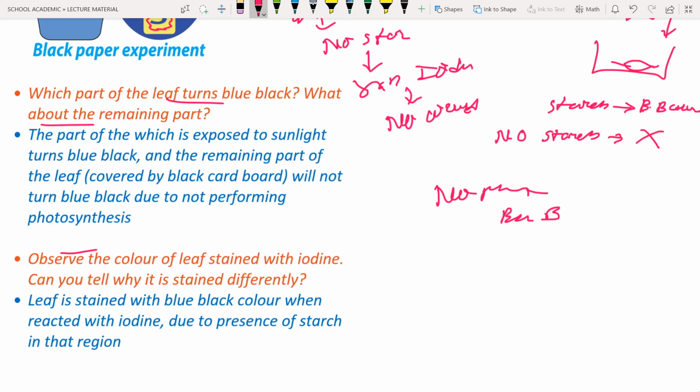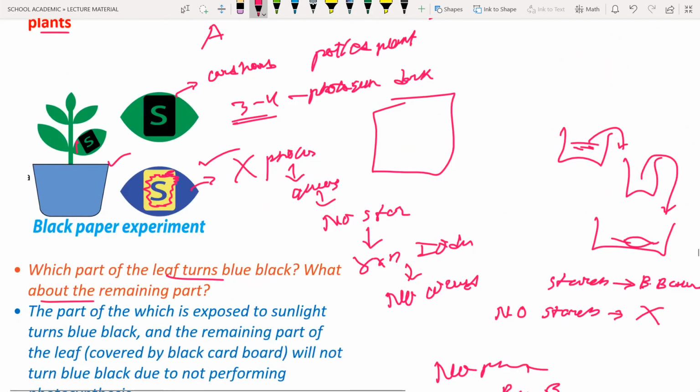In our experiment, the region which is not covered with black cardboard has shown blue black color. Why? Because there is a presence of starch. And the region which is showing the pale yellow color and no blue black color is nothing but a region where there is no photosynthesis.